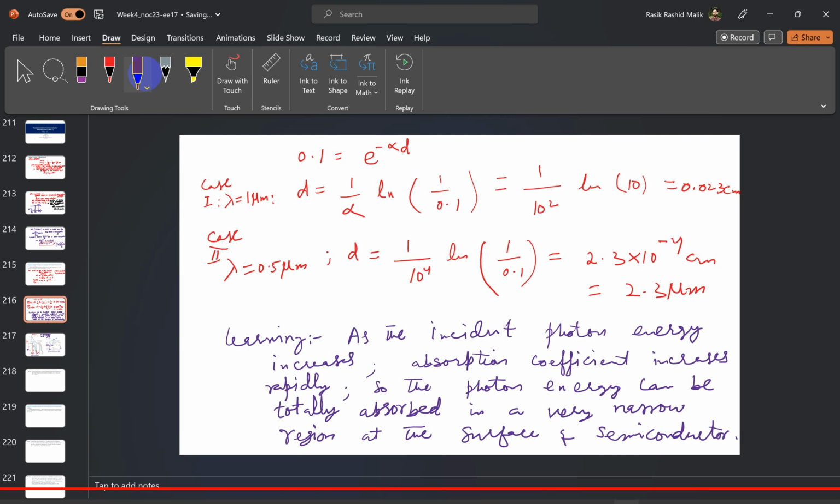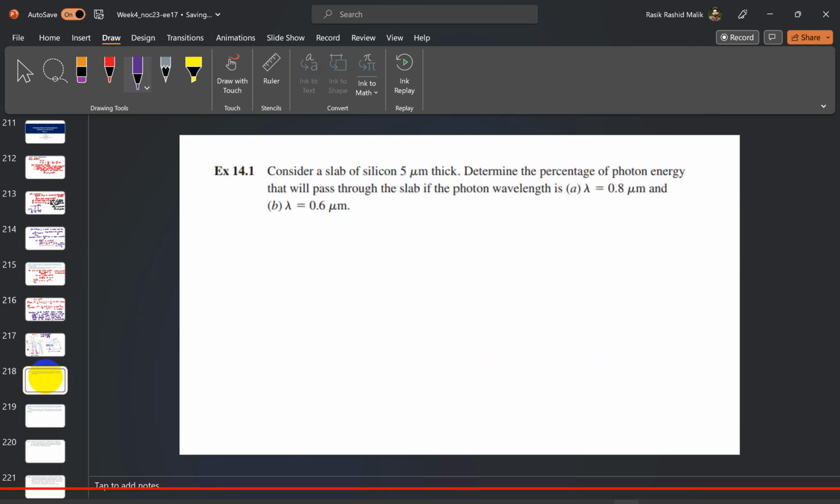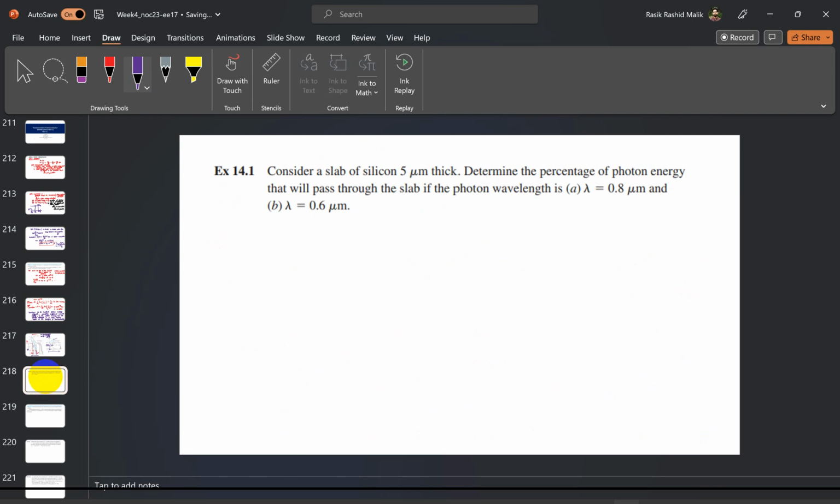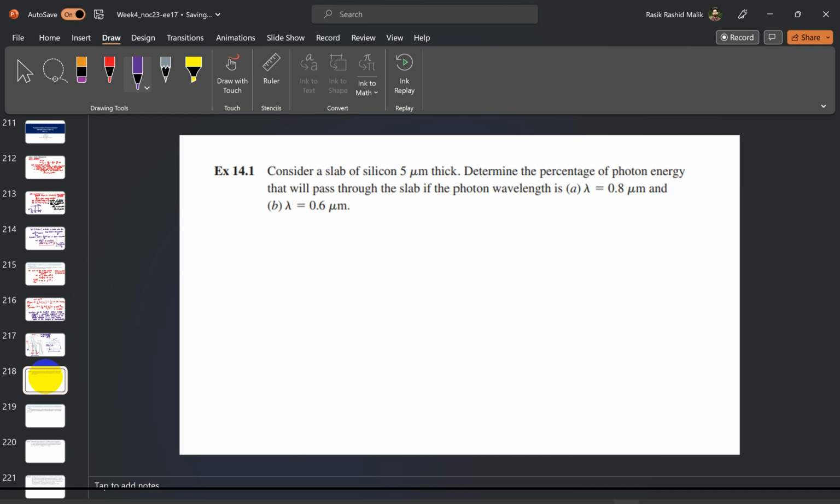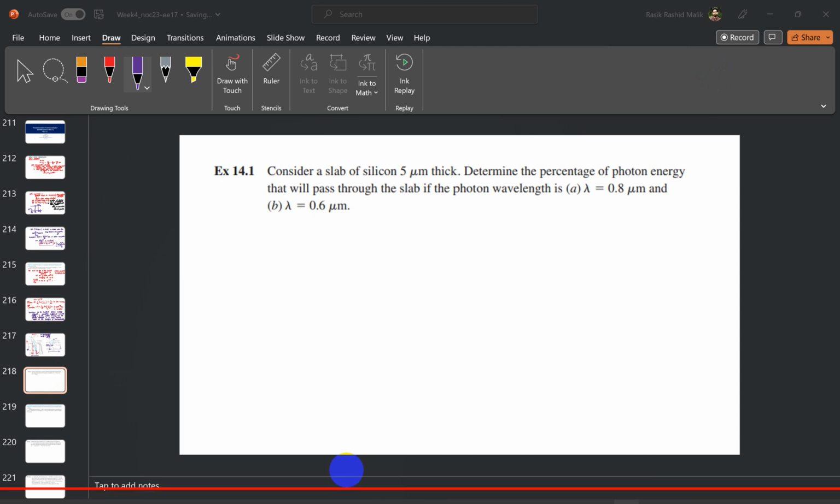Okay, so now let's move to the next question. Here again we have a 5 micrometer thick silicon, and we have to determine the percentage of photon energy that will pass through this slab, and we have again lambda as 0.8 and lambda as 0.6. Okay, so the first thing will be to calculate the absorption coefficient corresponding to two wavelengths as we did in the previous question.